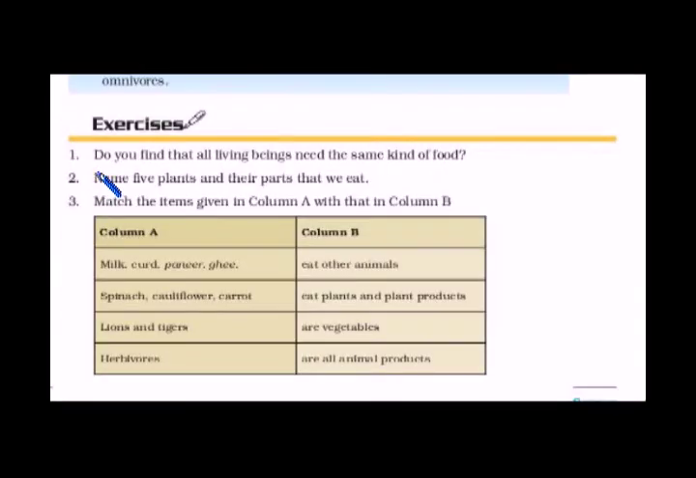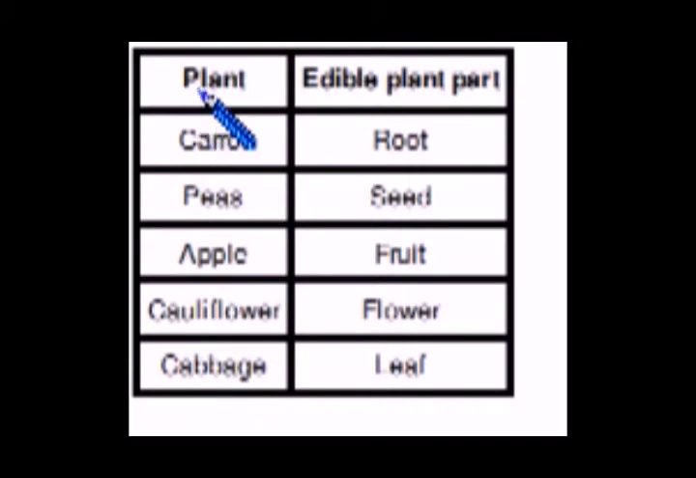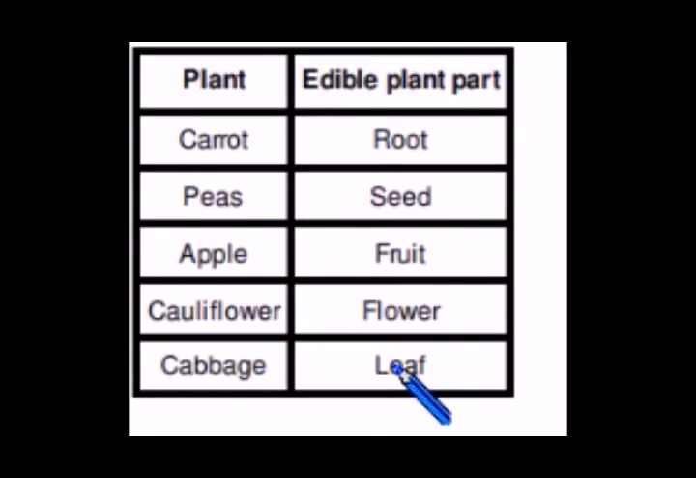Question number 2. Name 5 plants and their parts that we eat. Children, you have to write 5 plants, and which part of that plant we eat. Example, carrot is a root part. Peas, it is a seed. Apple is a fruit. Cauliflower, flower part. Cabbage is a leaf part. Okay? And for stem you can give the example of potatoes.